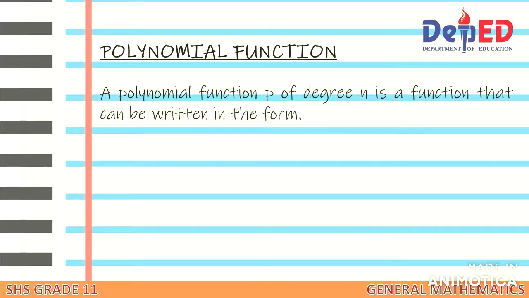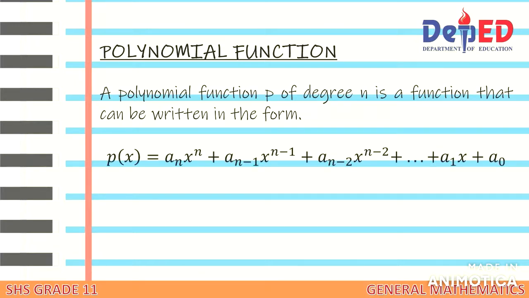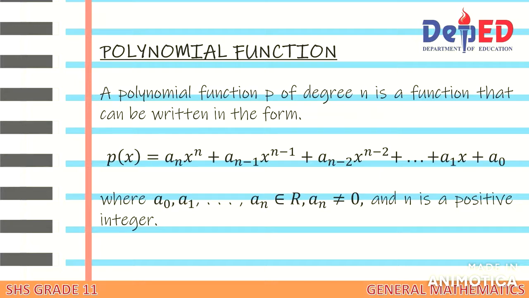A polynomial function, p of degree n, is a function that can be written in the form p of x is equal to a sub n x raised to n plus a sub n minus 1 x raised to n minus 1 plus a sub n minus 2 x raised to n minus 2 plus so on, where a sub 0, a sub 1, and so on until a sub n are elements of real numbers, where a sub n is not equal to 0 and n is a positive integer. Take note of that.